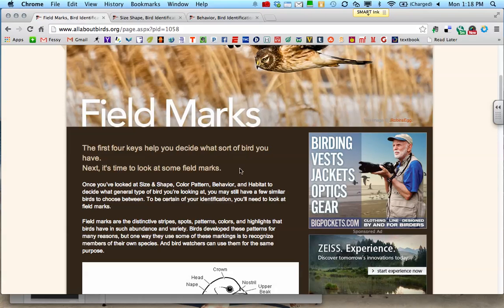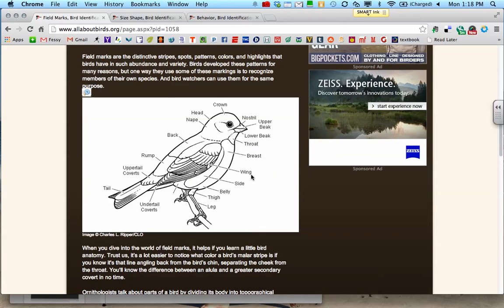And finally we move on to field marks. And here is that picture I told you about. And we will go over and review all of these in class. All of the different parts of the bird here, you must commit these to memory. Be comfortable discussing each of these different parts of the bird.